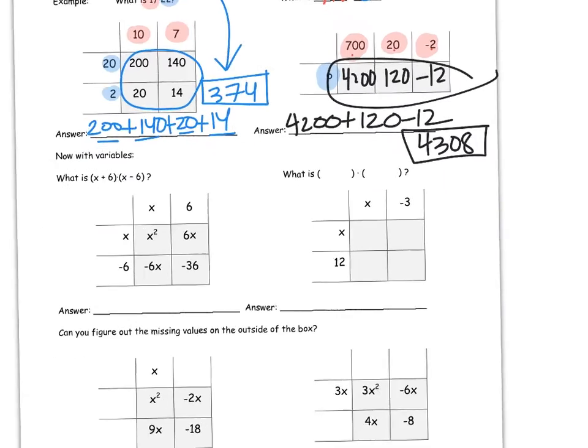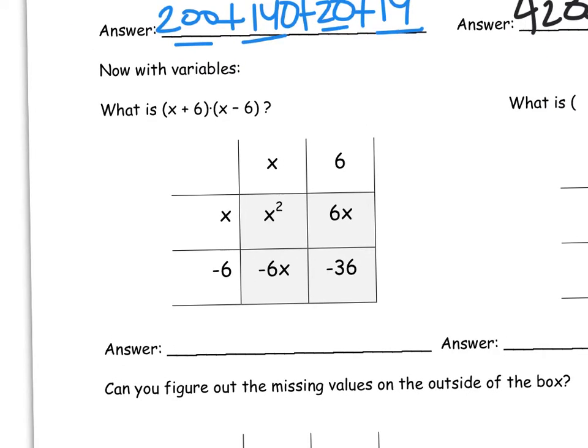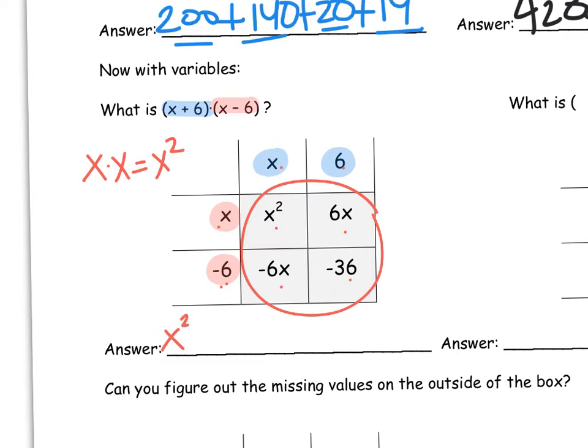All right, now we're going to do the same thing but with some variables. So it's asking what is x plus 6 times x minus 6. And we'll fill out the inside. X times x from our exponents unit is x squared, so that's where this term comes from. X times 6 is 6x, negative 6x, negative 36. Add these all up, we get x squared plus 6x minus 6x minus 36.